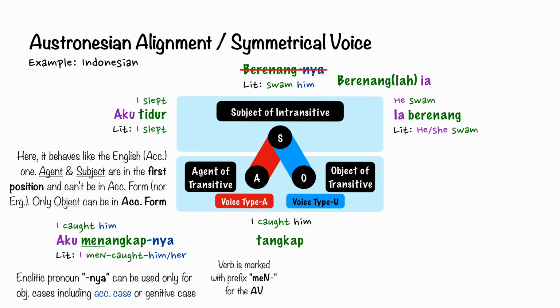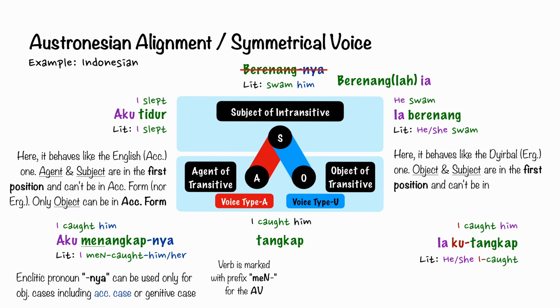On the right side, we have the undergoer voice in the sentence ia kutangkap. Literally translated, this means he I caught. In this structure, the object or undergoer behaves like the subject in sentences with intransitive verbs, as the object moves to the first position and uses the pronoun ia in the same way as a subject. The verb remains unmarked here, indicating that it is in the undergoer voice.